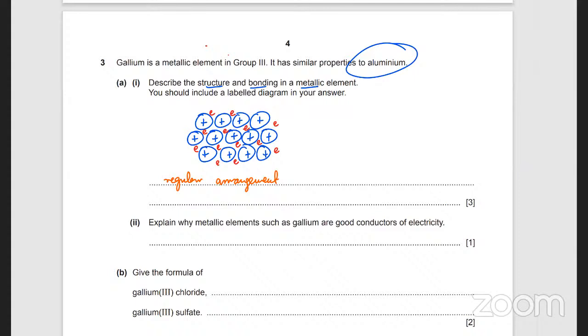अच्छा, it's a regular arrangement of positive metal ions in a sea of delocalized or mobile electrons. ठीक है, और अट्रैक्शन किसके बीच में होती है?